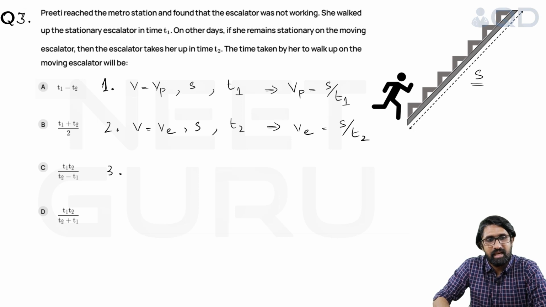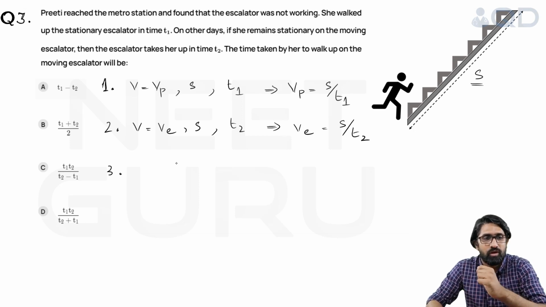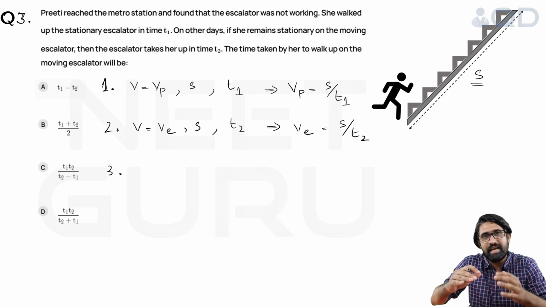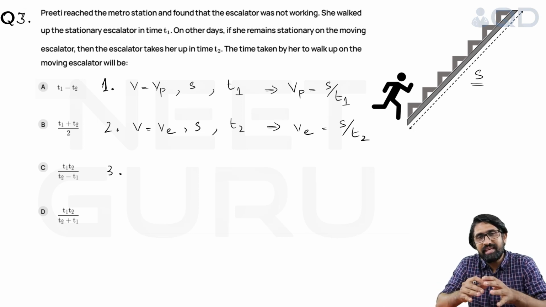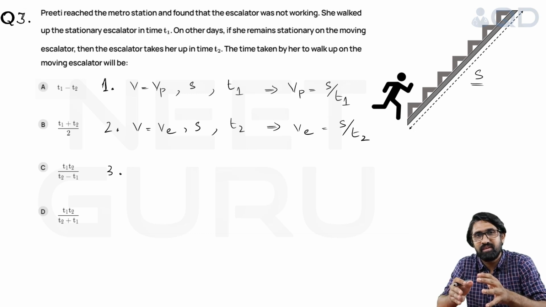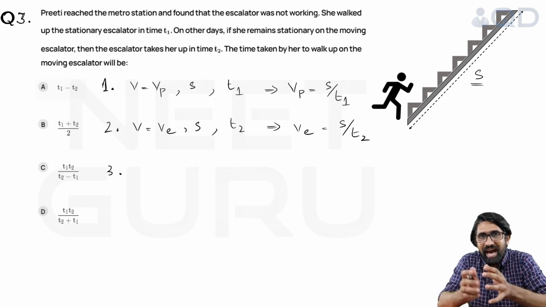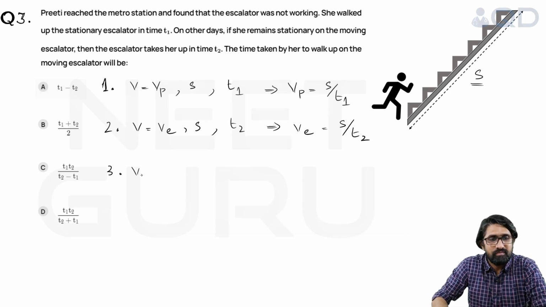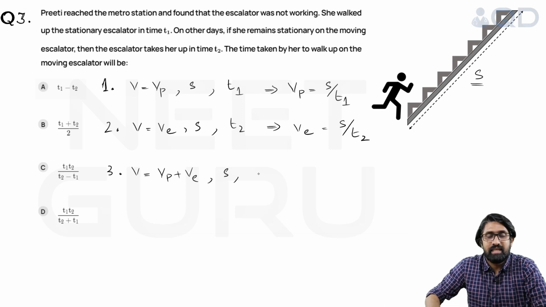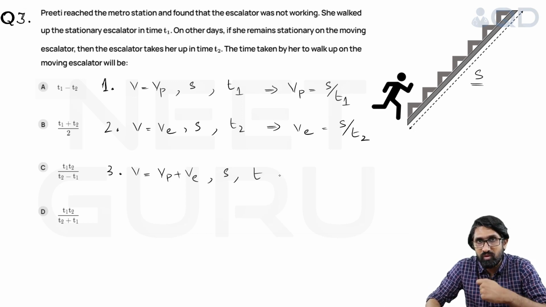Now, in the third case, that is where we need to find a solution for. Preeti is walking up a moving escalator. So both the escalator and Preeti are moving. And in that case, the net velocity will be Vp plus Ve, because the escalator is moving and on top of that Preeti is moving as well. So their velocities would add up. And the distance to be covered is still s. The time taken t is unknown, and that is what we should find out.